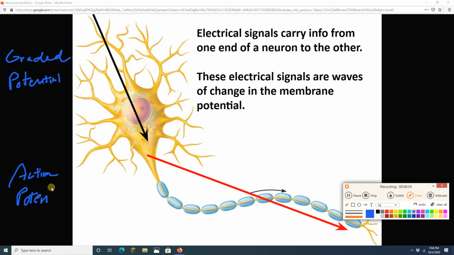Now, both of these electrical signals are waves of change in the membrane potential. Waves of change in the membrane potential, okay? That's what these guys are.